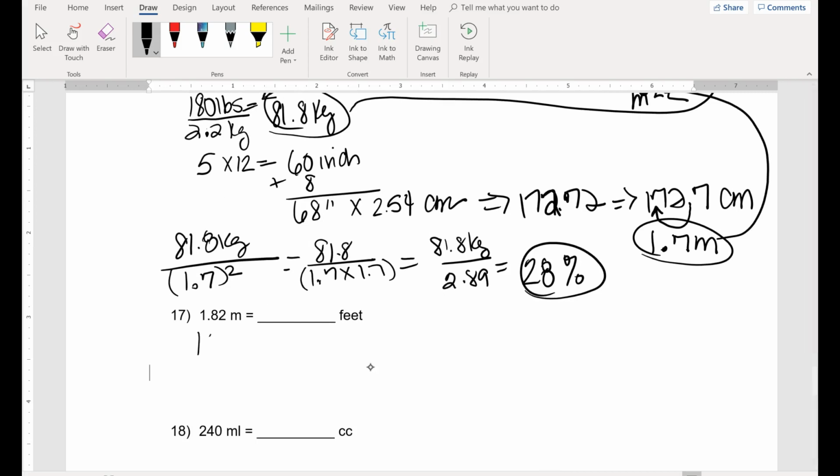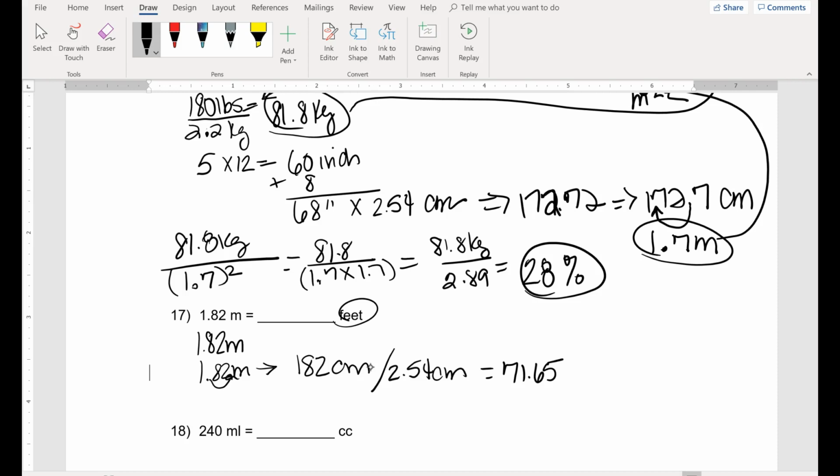Our 1.82 meters. And we want to know how many feet. Okay, so remember, we got to go backwards with this. We have 1.82 meters. We're going to move our decimal place over, so we get 182 centimeters. We're going to divide by 2.54 because we know that there's 2.54 centimeters in each inch, right? Okay, and this is 71.65 inches.